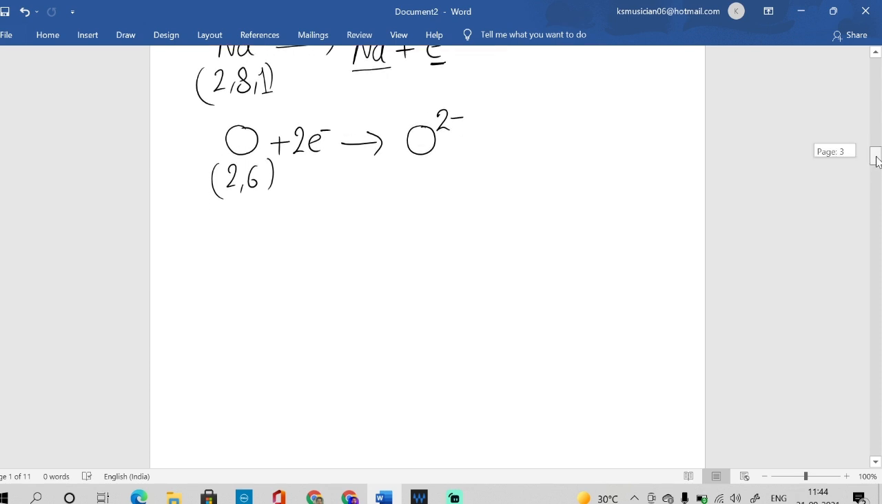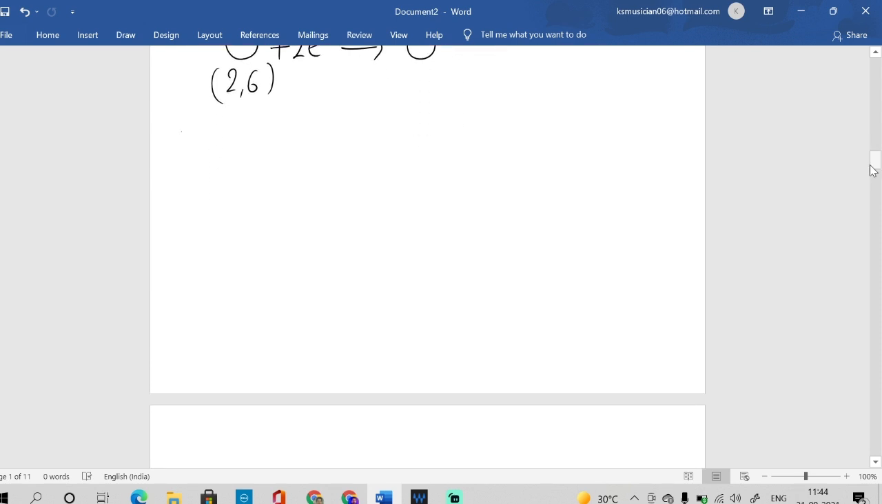Okay, then the molecular formula. How can we form a formula? If you know the valency, then you can draw the formula very easily. Like, I'm writing some values here. It is oxide, we all know.